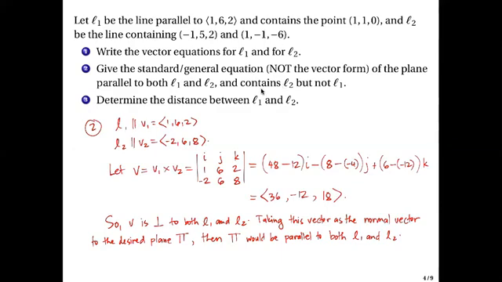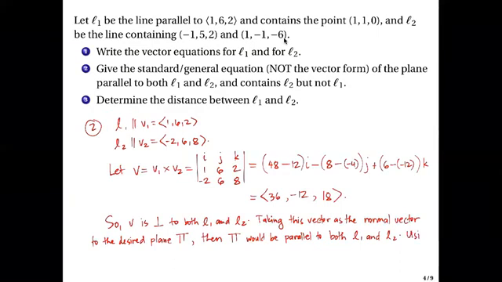Next, your pi must contain L2 but not L1. So we will get a point from L2 which is not on L1. And I remarked earlier that L2 and L1 are skew lines, which means they do not intersect. Therefore, we can just get any point from L2. We are given two points here, so we can use it. Let us use the other point this time: (1, -1, -6).